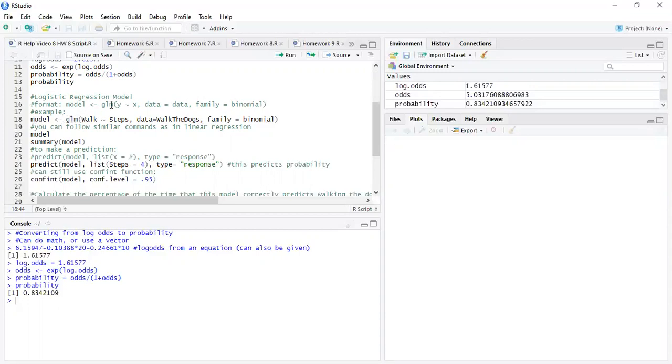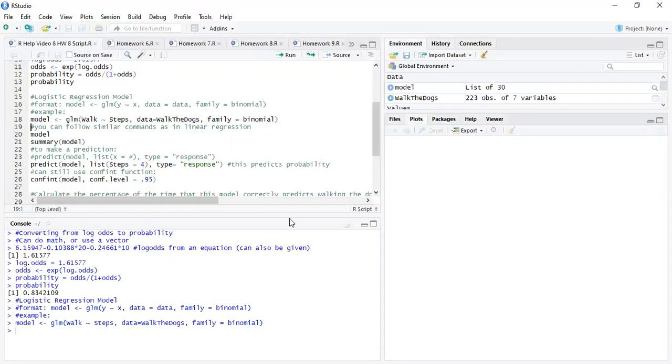Model equals glm, y tilde x. So let's say we're predicting walk, yes or no, from the steps, which is the x, comma data equals walk the dogs, family equals binomial. So let's run our model. It worked, and we can see our model has been created.